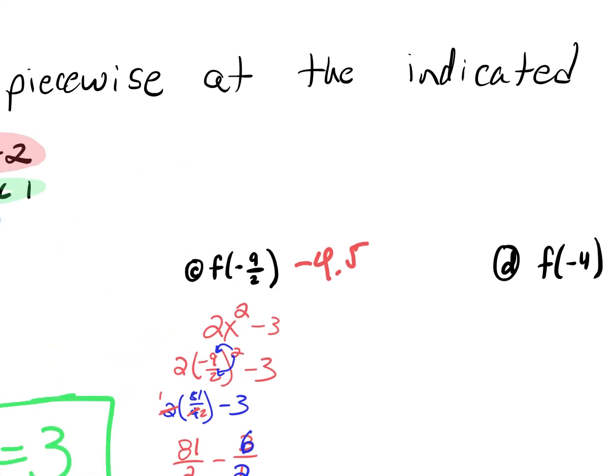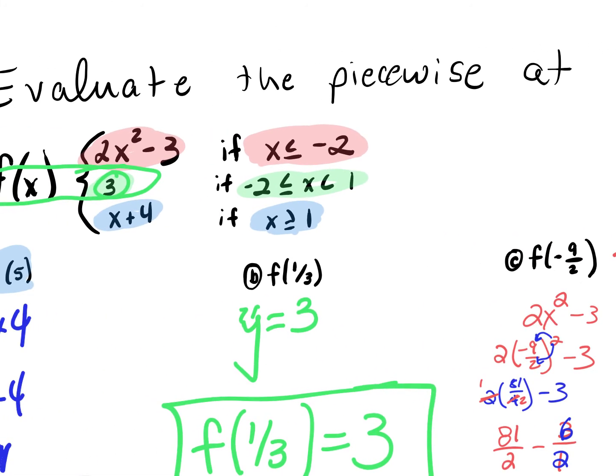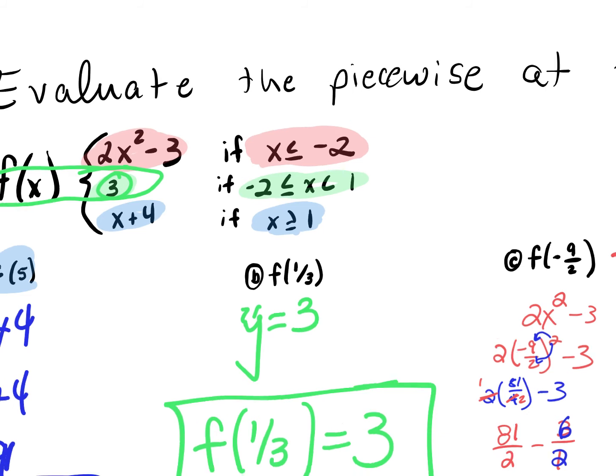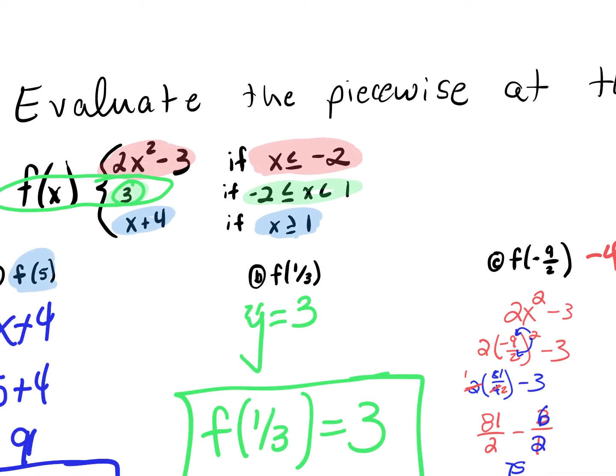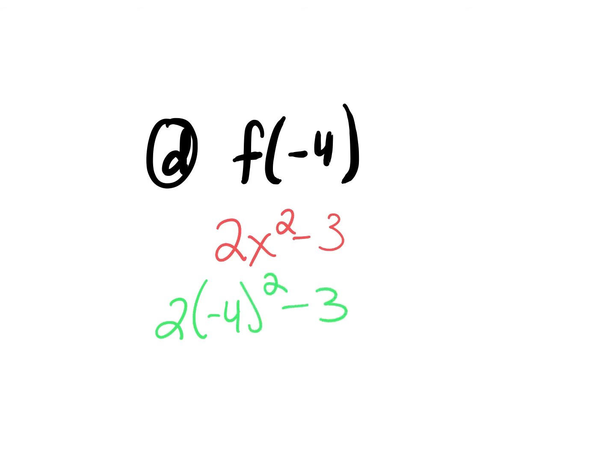Negative 4. Where does negative 4 fall in? Is it less than or equal to negative 2? Is it in between negative 2 and 1? Or is it bigger than 1? It is less than negative 2. So again, I'm going to use the 2x squared minus 3. So you would tell me, all right, I'm using 2x squared minus 3. And then you just plug in the negative 4. So I have 2 times negative 4 squared minus 3.